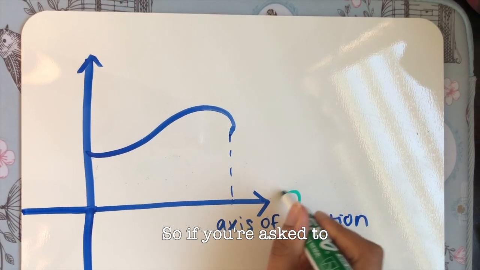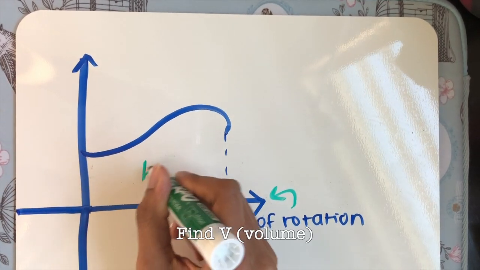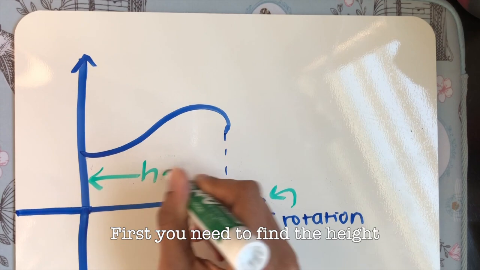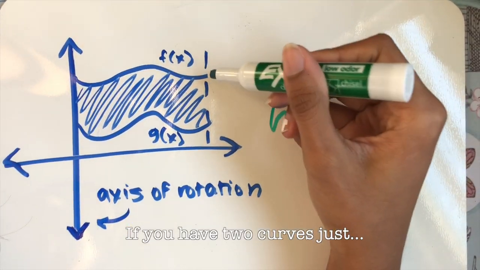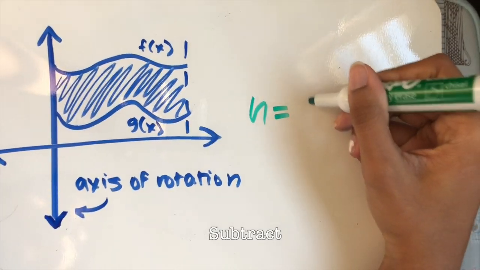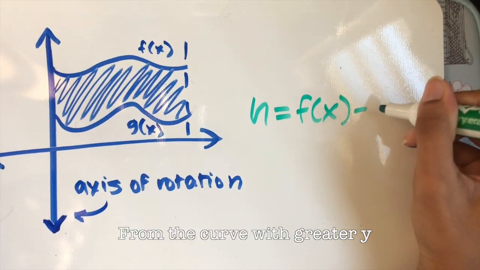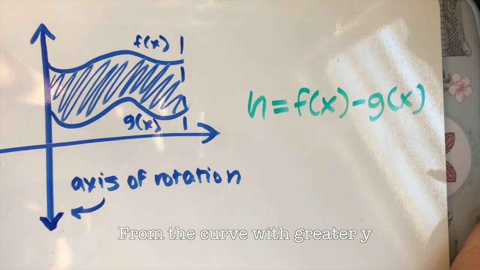So if you're asked to find B, first you need to find the height. If you have two curves, just subtract from the curve with greater y.